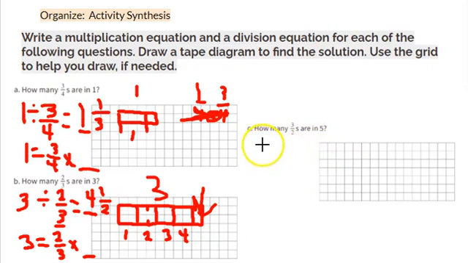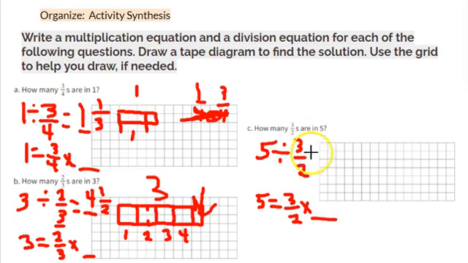What about 3/2 in 5? Yeah, we're going to do 5 divided by 3 halves, or 5 is equal to 3 halves times something. Okay, let me see. I'm going to use halves here.